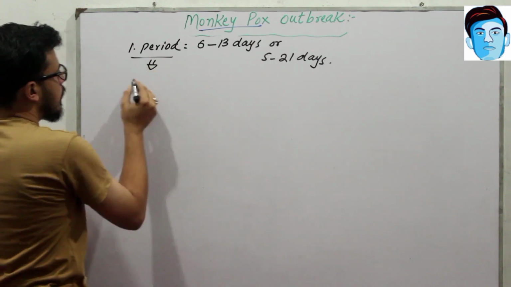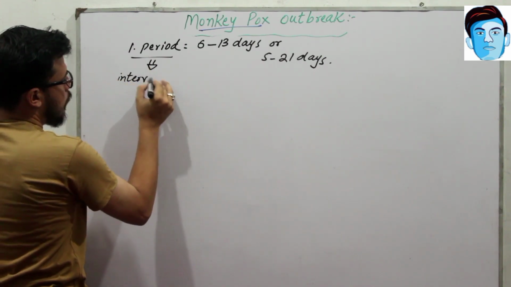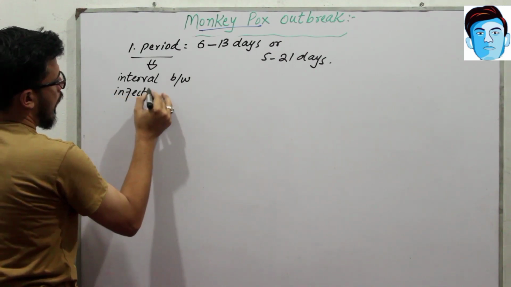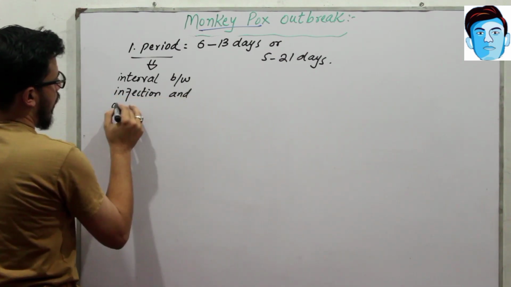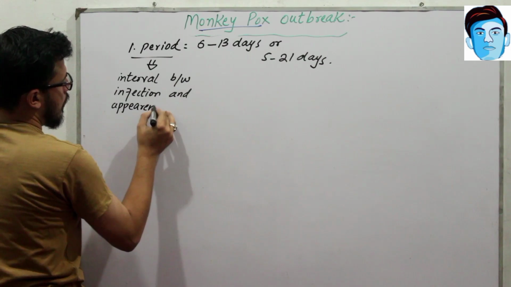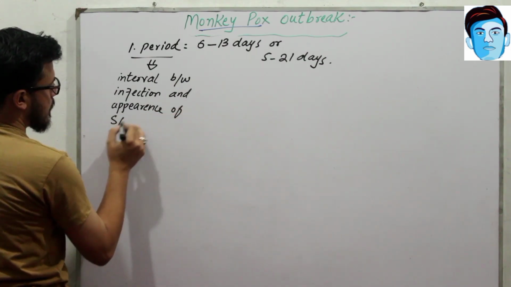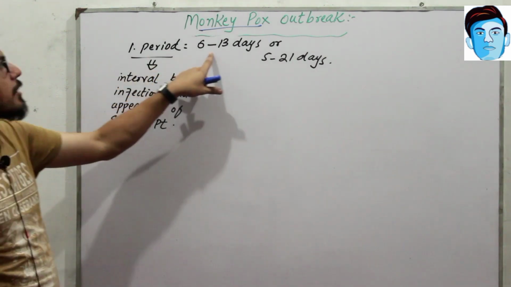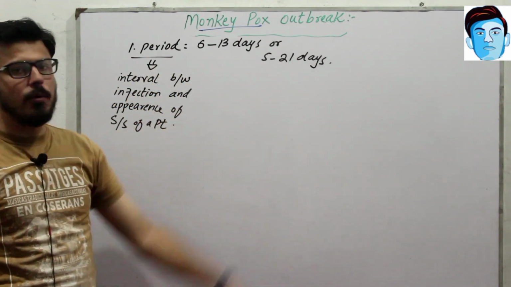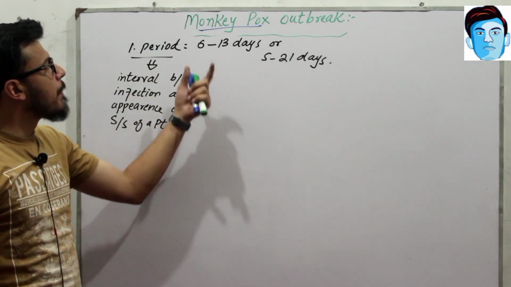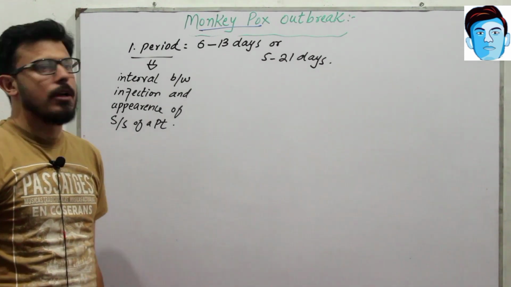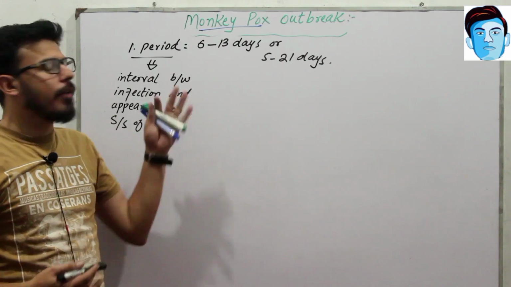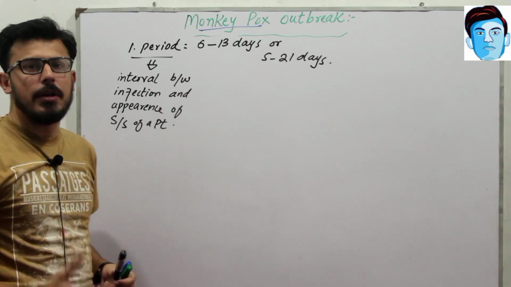It is actually the interval between infection and appearance of signs and symptoms of a patient. So the incubation period is 6 to 13 days or 5 to 21 days. So how does monkeypox actually cause a disease? Monkeypox enters into the body, and after completion of the incubation period, it causes certain clinical manifestations.